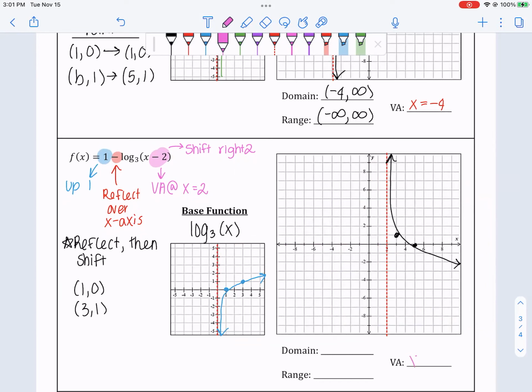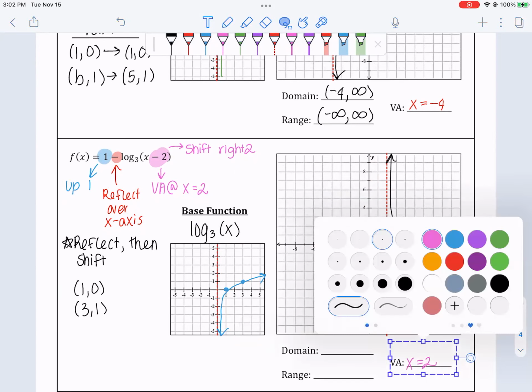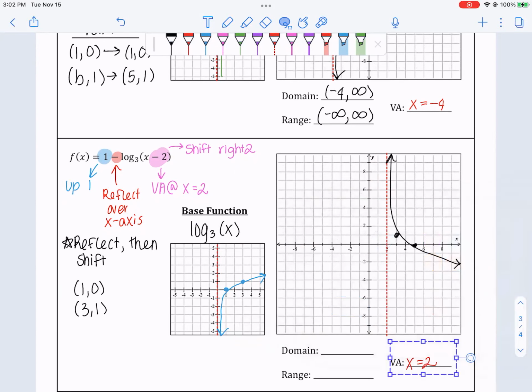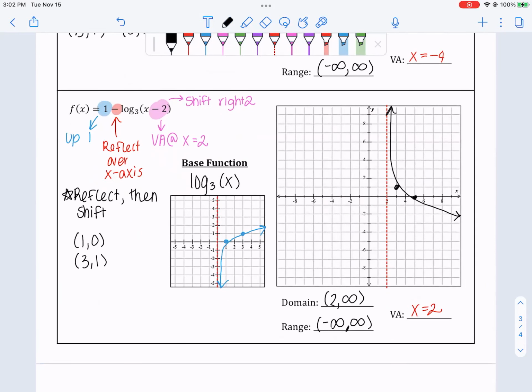The vertical asymptote is at x equals 2. The domain begins at 2 and goes to infinity. And the range is everything, negative infinity to positive infinity. So let's go ahead and just look at a few of them directly on Alex. I'm going to go ahead and pause and mess around with things.